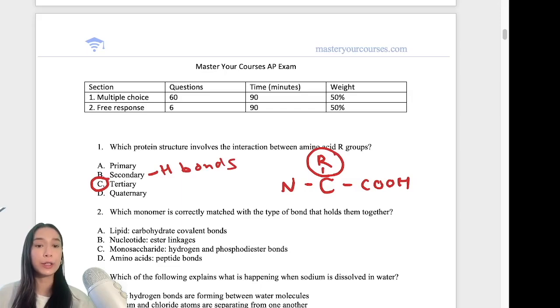So therefore, the answer of 1, which protein involves the interaction between the amino acid R groups, that's going to be our tertiary structure. As for the quaternary structure, this doesn't involve any folding of the actual protein. It's for multi-subunit proteins. So if you have an already fully formed tertiary structure protein, if it wants to meet up with another one to make a multi-subunit protein, that's what's going to be known as its quaternary structure. So it's just multiple proteins sort of coming together to make a bigger protein. That's going to be the quaternary structure. And so that's number 1.